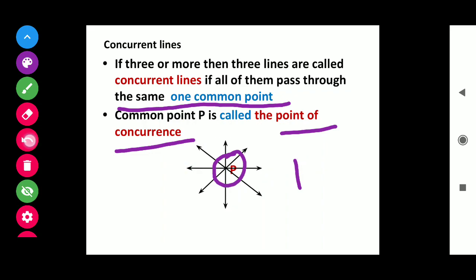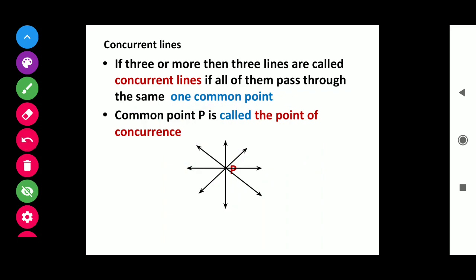So what is the difference between intersecting lines and concurrent lines? When the number of lines increases, they are called concurrent lines. When only 2 lines are intersecting each other, they are called intersecting lines. But when the number of lines is increased, they are called concurrent lines, nothing else. Both of them have the same one common point.